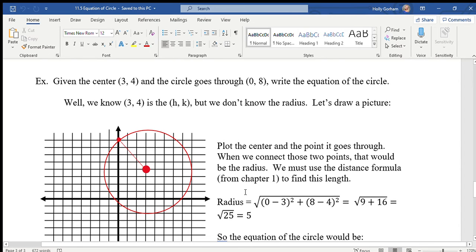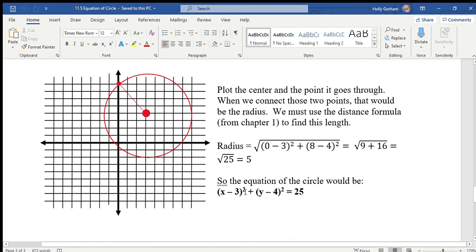So to find that radius, we're going to take the square root of 0 minus 3 squared plus 8 minus 4 squared, which gives us the square root of 9 plus 16, which is the square root of 25, and so that's 5. So our radius is 5. So when we write our equation, we would take x minus 3 squared plus y minus 4 squared equals 25.